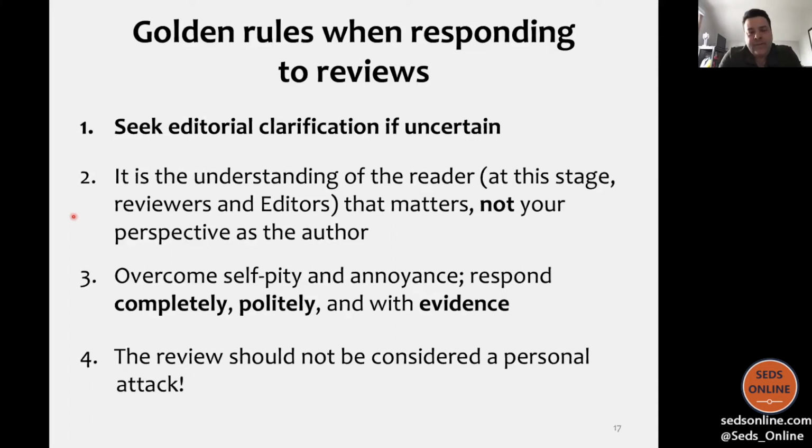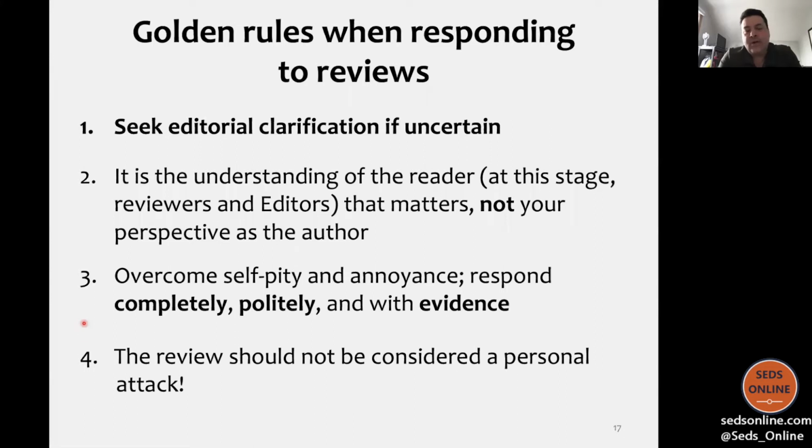And I think the really important point here comes down to point 3, that you really overcome self-pity and annoyance, and respond completely, politely, and with evidence. This is where sleeping on it for 1 or 2 nights is important. If you do get some negative feedback, remember that point 4 here really hammers this home: a negative review or negative feedback should not be considered a personal attack. It's simply a comment on the science.